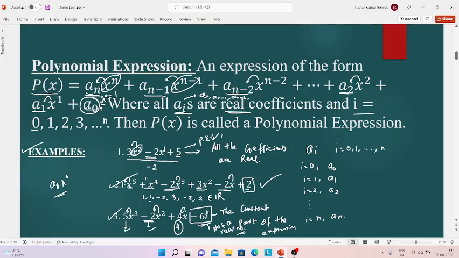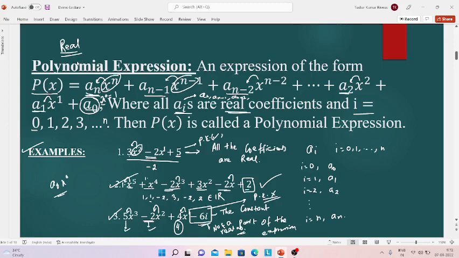This is not a real number, and the definition says all the coefficients must be real. So since this is a complex number, this expression is not a polynomial expression, right? Sometimes you can say the polynomial expression is a real polynomial expression, right? We are discussing the real polynomial expression.